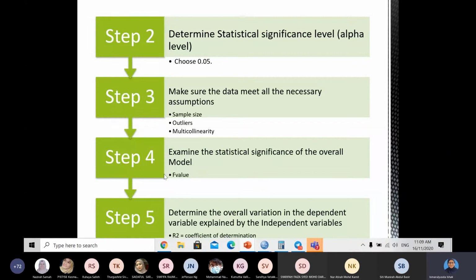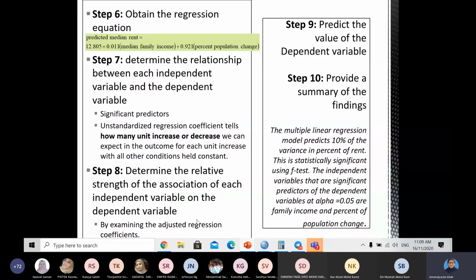This is the F value from the table of ANOVA. Step 5, determine the overall variations in the dependent variable. This is explained by the R square. Look at the R square. Number 6, obtain the regression equation. So y equals constant plus this one.